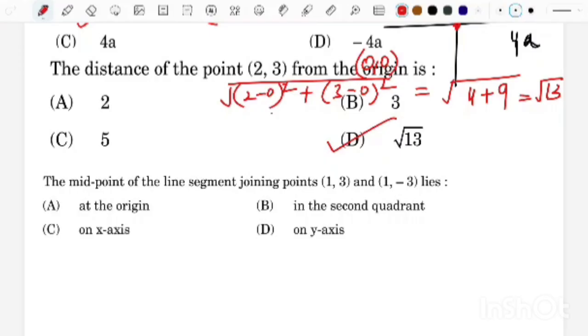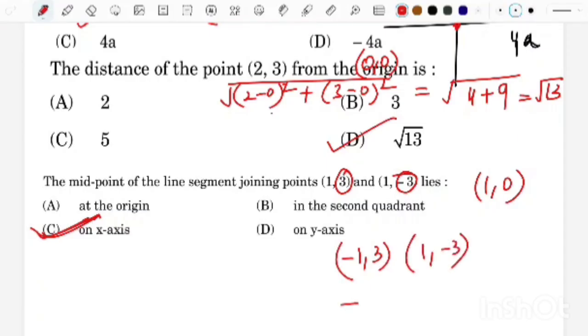Done. The midpoint of the line segment joining the points (1, 3) and (1, -3). You simply say that 3 and -3 will become 0 after applying the midpoint formula. 1 plus 1, 2 by 2 is 1. Answer is (1, 0). (1, 0) lies on the x-axis. If it's like this, (-1, 3) and (1, -3), then -1 plus 1 upon 2, 3 minus 3 upon 2, that is (0, 0). In that case, your point lies on the origin.